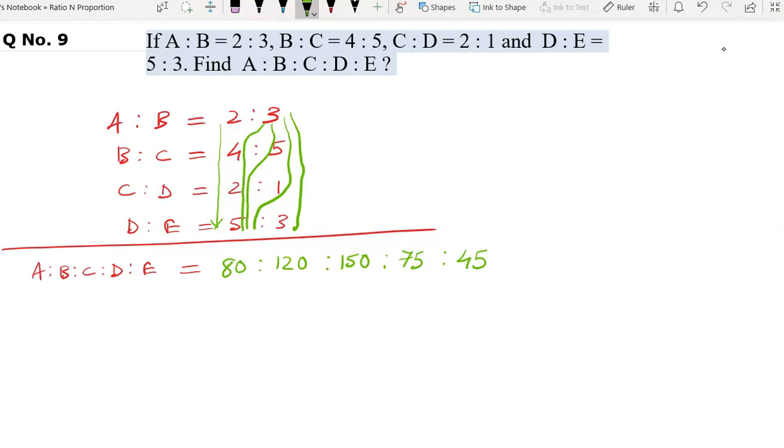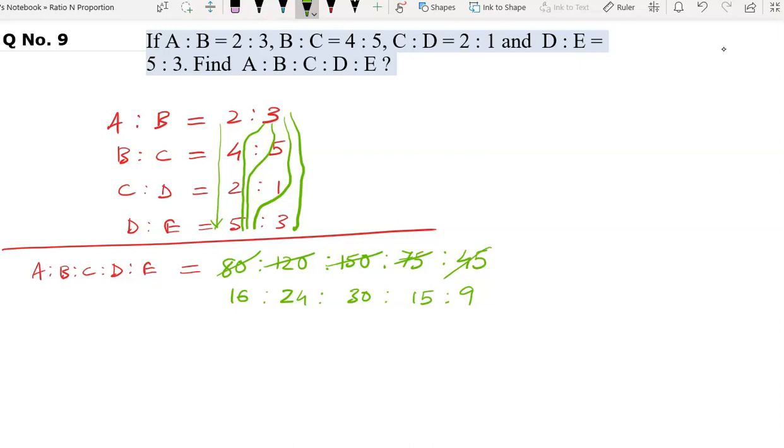So we get this. Now we can divide it by 5. 5 into 16. 5 into 24. 5 into 30. 5 into 15. 5 into 9. So we have the answer 16 is to 24 is to 30 is to 15 is to 9. So you can use any method. This one I prefer because I think this is little quick. So you can use this method, but you need practice.